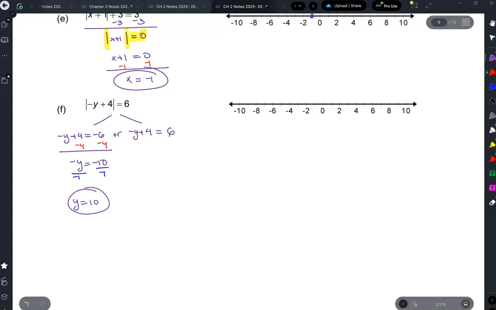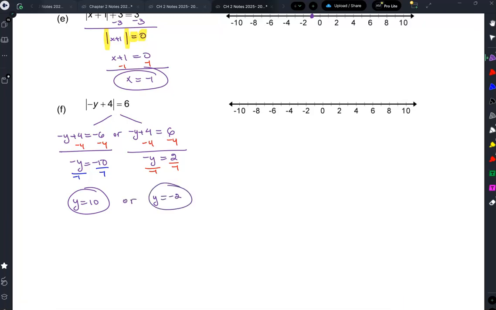Okay, we're not there yet. So this one, I'm going to subtract 4. Negative y equals 2. And then what's y equal to? So divide by negative 1. Okay, so here I have y equals negative 2. Those are my two answers. So I have negative 2 and 10.